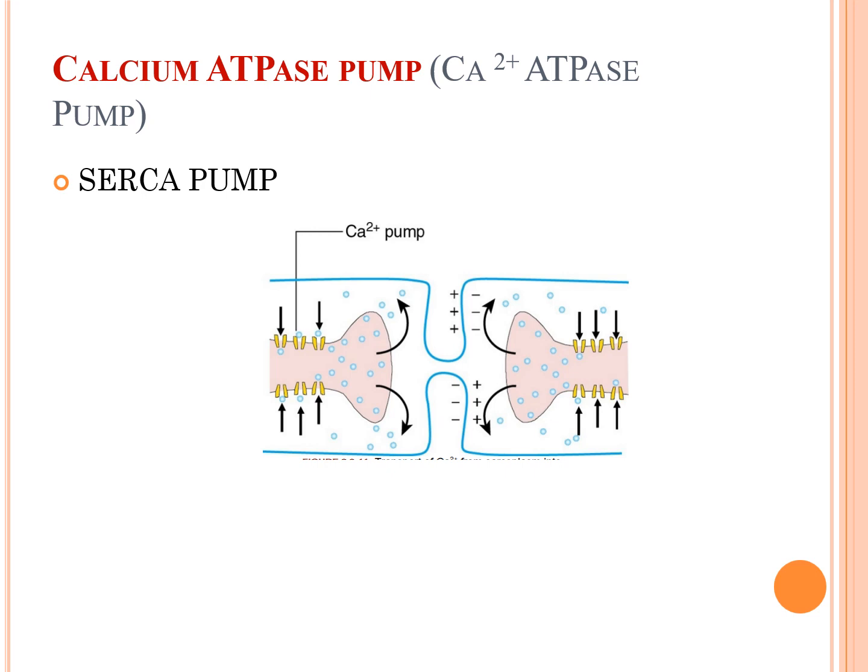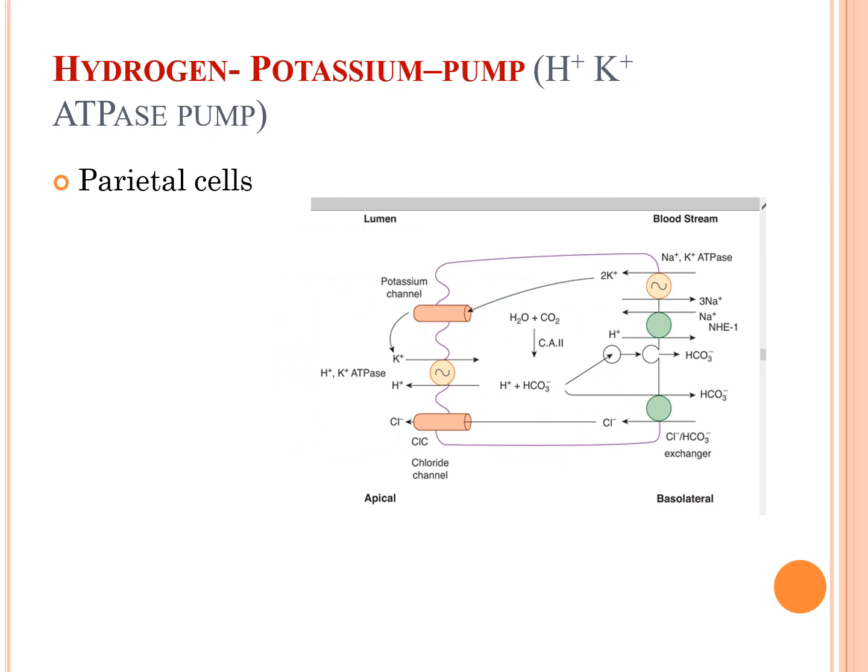So this is one of the examples present in the skeletal muscle. And the next pump mechanism is the hydrogen potassium ATPase pump. This is especially seen in the parietal cell. A very good example for this hydrogen potassium ATPase pump is that it is present both in the parietal cell as well as in the renal tubules.